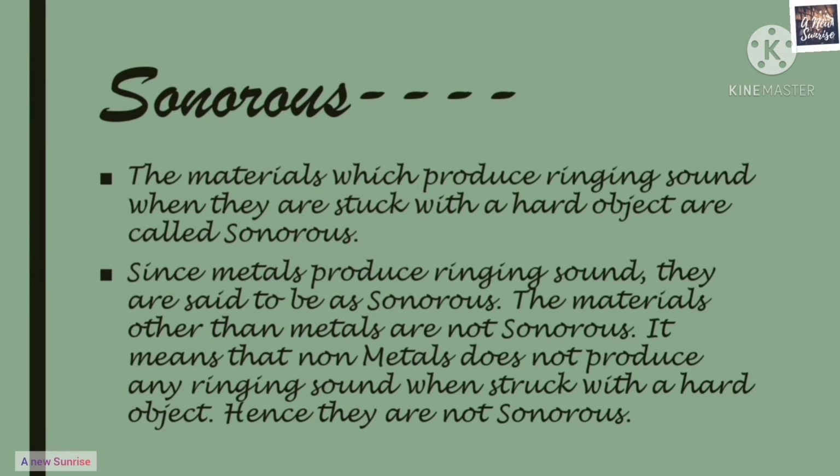Now let us study about another characteristic of metals, that is sonorous. The materials which produce a ringing sound when they are struck with a hard object are called sonorous. Since metals produce a ringing sound, they are said to be sonorous. The materials other than metals are not sonorous. It means that non-metals do not produce any ringing sound when they are struck with a hard object. Hence, they are not sonorous.